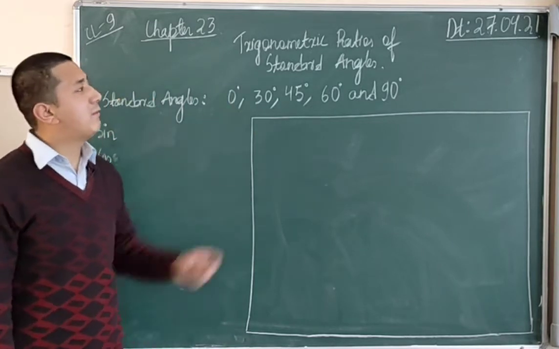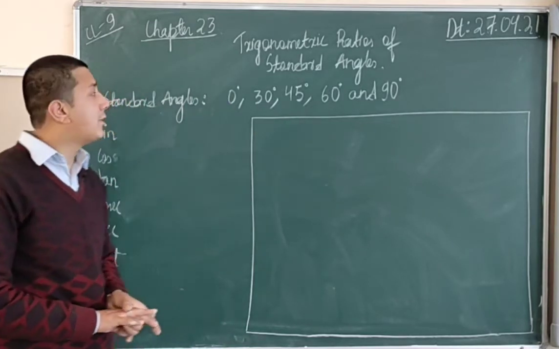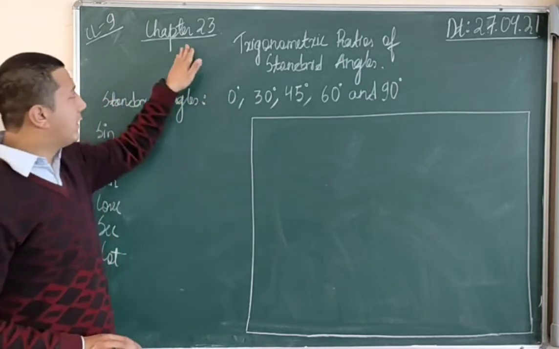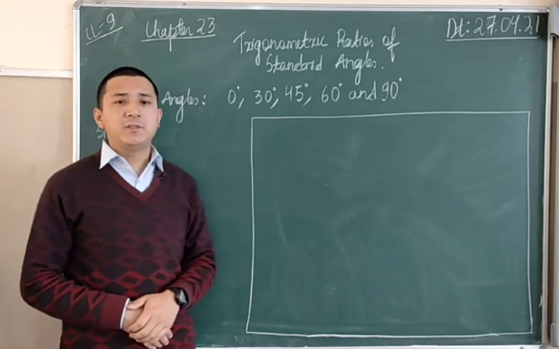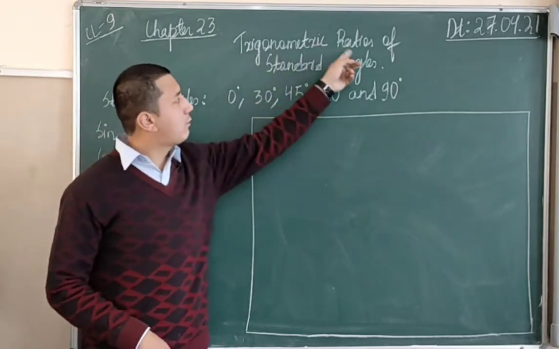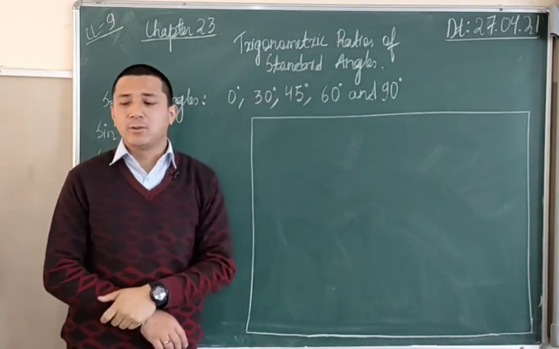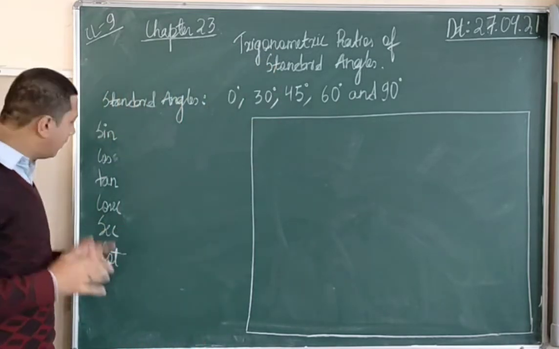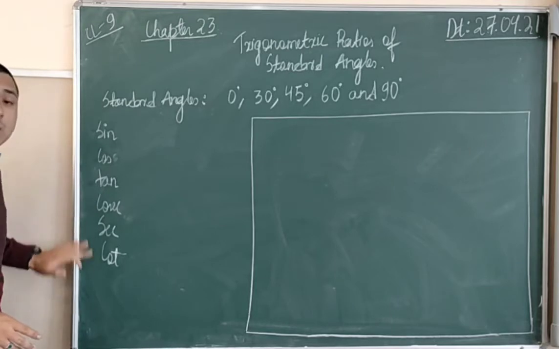Today is 27th, that is Tuesday, and in today's class we are starting a new chapter on trigonometry, chapter number 23. The title of the chapter is Trigonometric Ratios of Standard Angles. We are still learning trigonometric ratios, which means we are still learning sine, cos, tan, cosec, sec, cot.